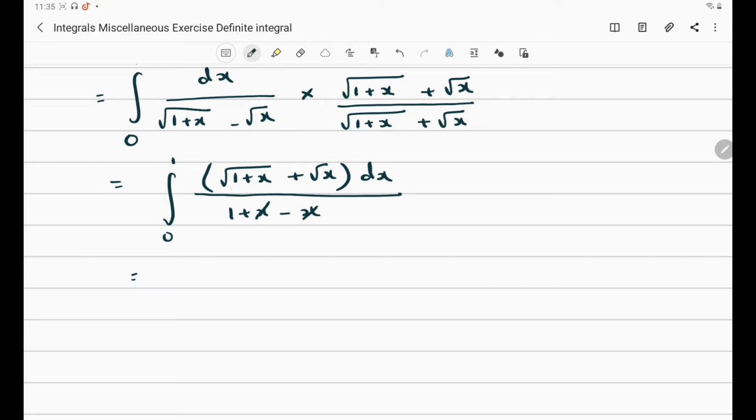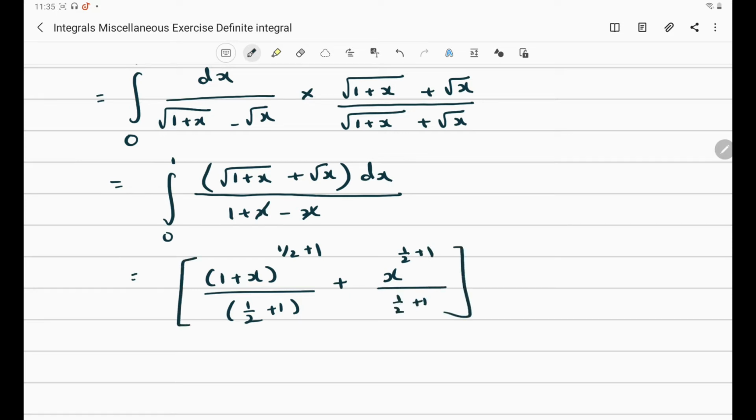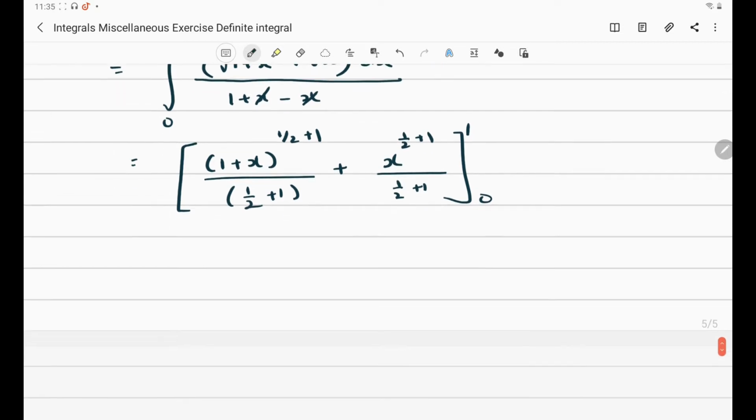Integral of root 1 plus x is square root of linear term. So, we can write it as 1 plus x to the power of half plus 1 by half plus 1, plus integral of root x is x to the power of half plus 1 by half plus 1. So, we put the upper limit as 1 and lower limit as 0. So, this is equal to 1 plus x to the power of 3 by 2 divided by 3 by 2 becomes 2 by 3, plus 2 by 3 x to the power of 3 by 2.